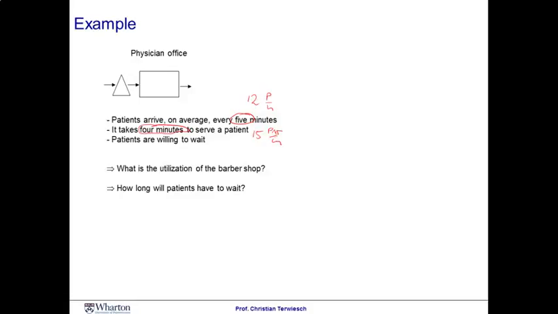We can compute the utilization now as the ratio between the flow rate to capacity, and the flow rate, remember, is the minimum of demand and capacity, and so the flow rate is 12, the capacity is 15, and we have a utilization of 80%. Surely in this practice, no patient will ever have to wait. Or maybe they have to?